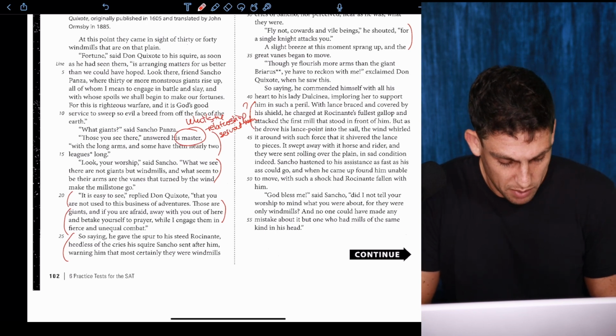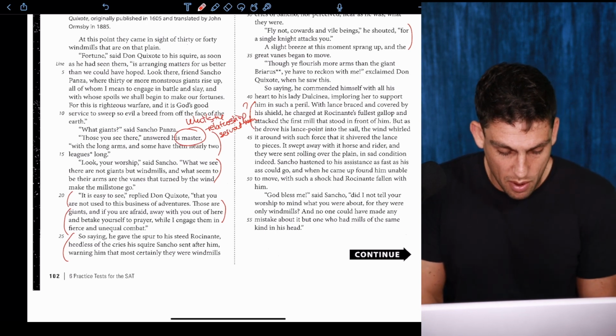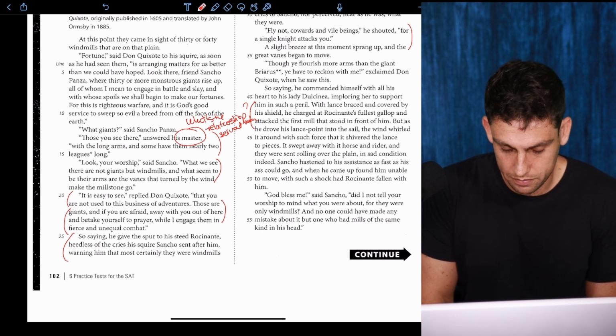"Those you see there," answered his master, "with the long arms, and some have them nearly 2 leagues long."